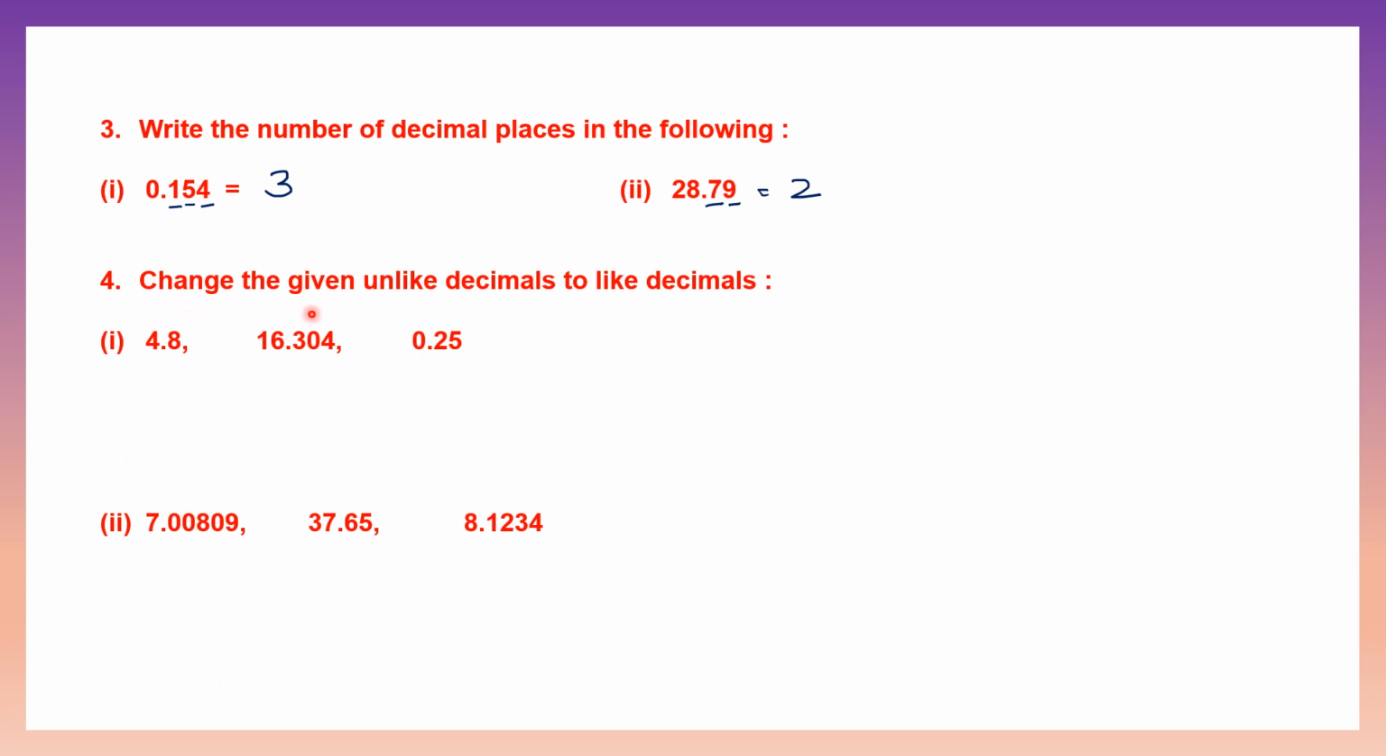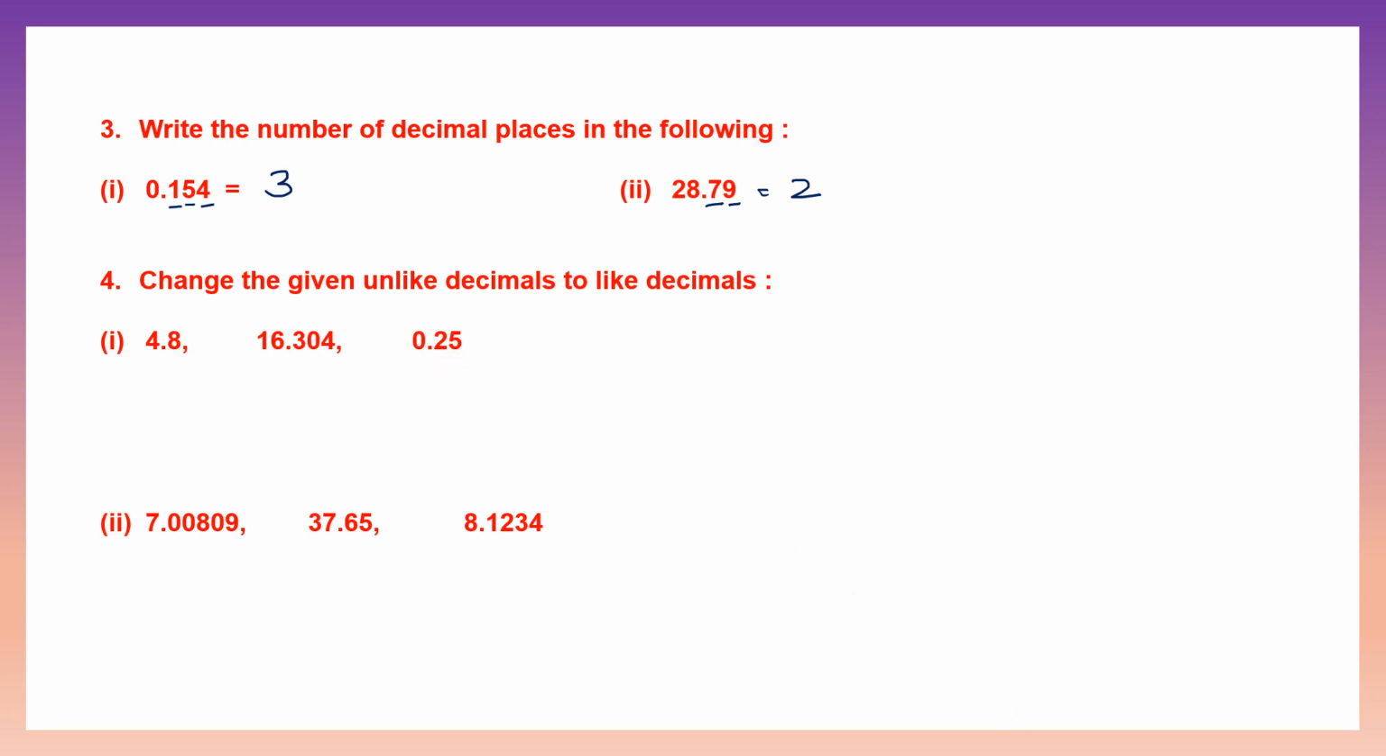Question 4. Change the given unlike decimals to like decimals. Why are these called unlike decimals? Because the number of decimal places are all different. So here the number of decimal places is 1. Here we have 1, 2, 3, and here we have 1, 2. That's why they're called unlike decimals. Now, if we have to change them to like decimals, they should all have the same number of decimal places. So first look for the number which has the maximum number of decimal places. It is this number. It has 3 decimal places. So we have to change the other 2 numbers also so that they have 3 decimal places.